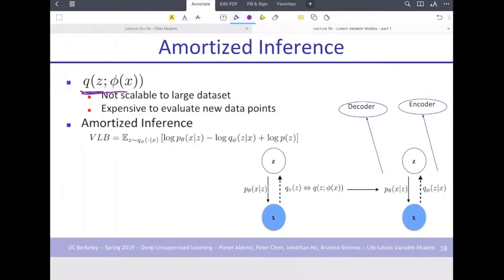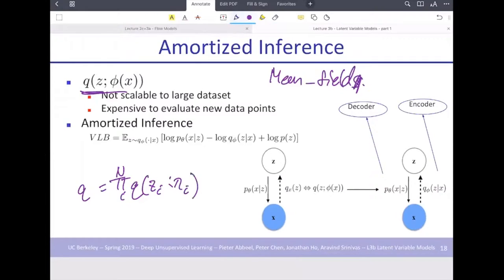One of them is called mean field variational inference, which is not covered in the slides. And then the second one is amortized inference. So in mean field, you can factorize Q into n separate distributions. And then we can parameterize Q by lambda. Lambda are free parameters.